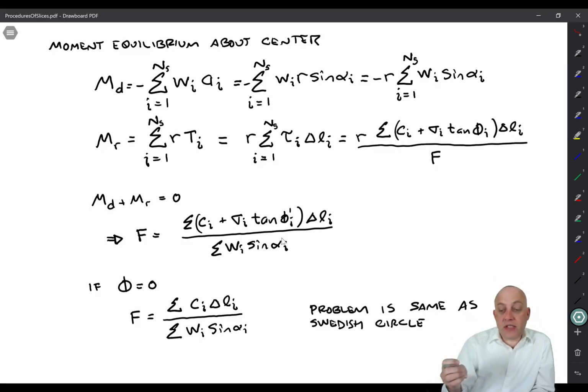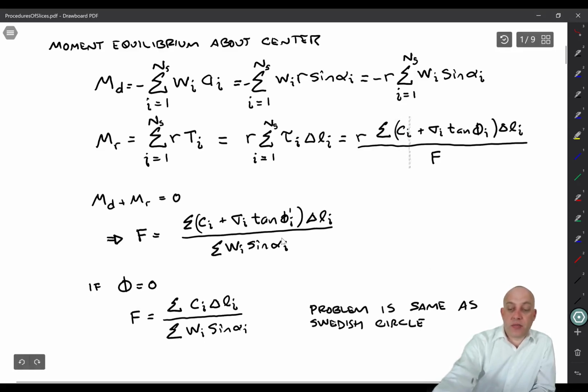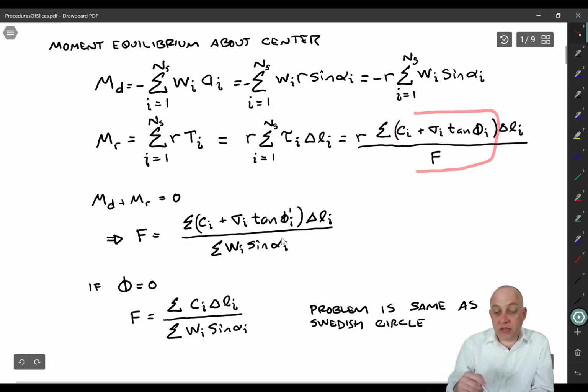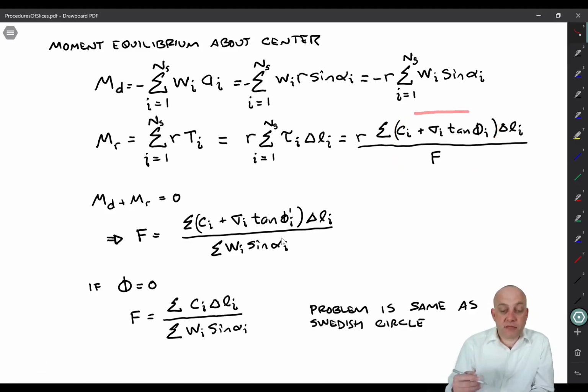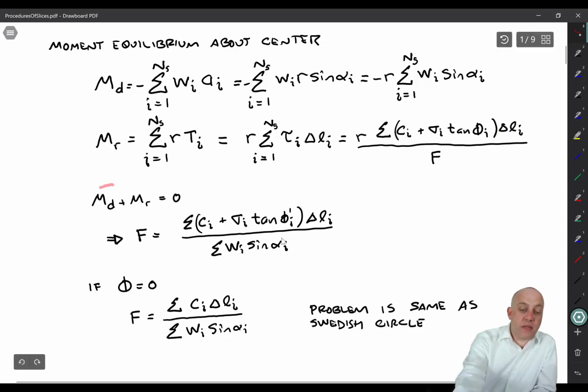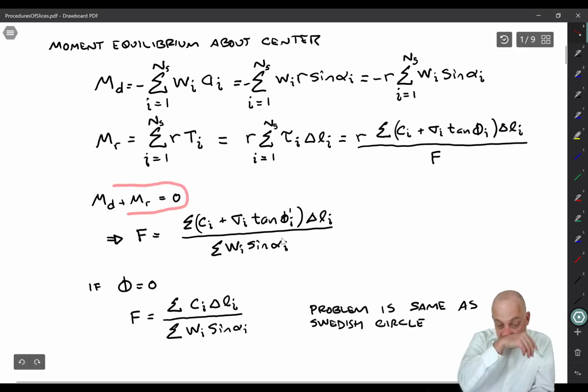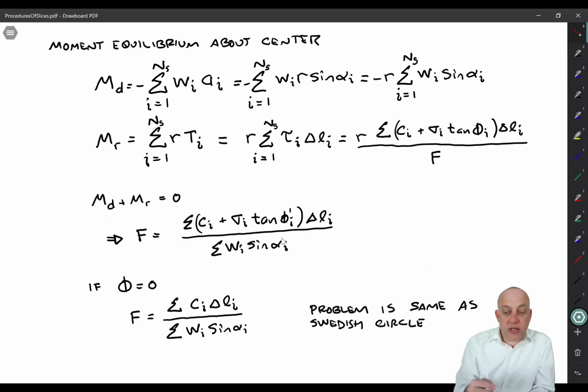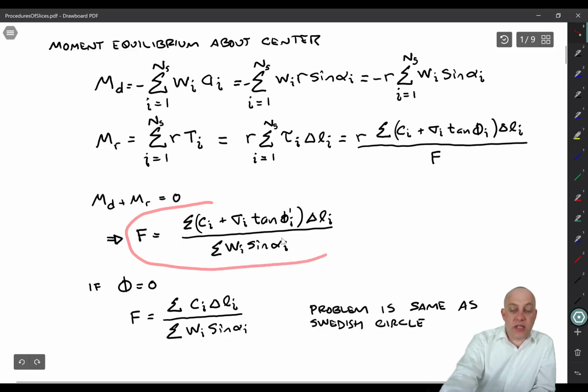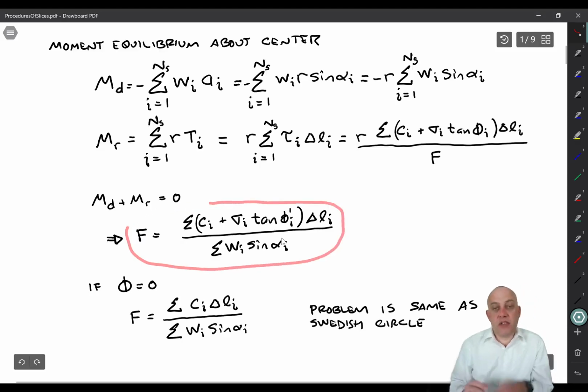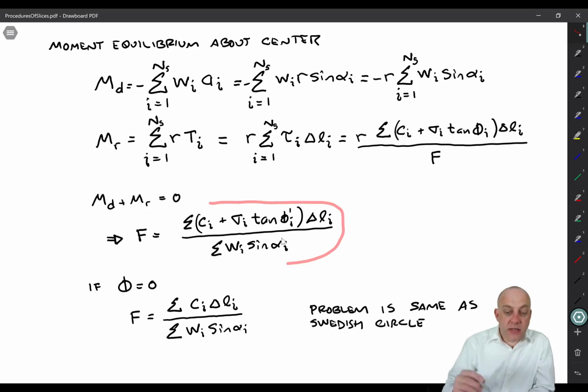Recall that tau is equal to the shear strength divided by the factor of safety, right? It's the equilibrium shear stress. So there's our expression for shear strength divided by factor of safety. So we've just substituted that for tau. All right, now the sum has to be equal to 0 in order to have moment equilibrium. And if we add those together, set them equal to 0 and solve for F, we get this equation right here. I'm skipping some algebra, but it's fairly straightforward to see this.